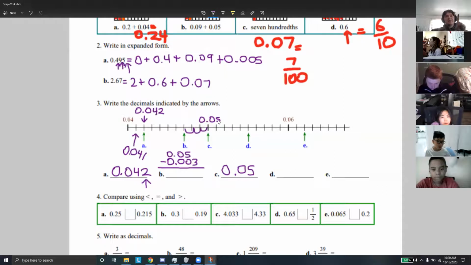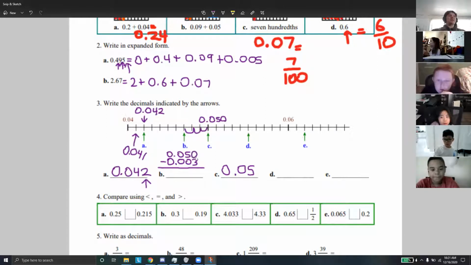Every 100th has 10 thousandths. So when we see this as 0 and 500th, we can also see it as 0 and 50 thousandths. That's the same number. 0 and 500th is the same as 0 and 50 thousandths. And it's a lot easier for us to do 0 and 50 thousandths minus 0 and 3 thousandths in our head than 0 and 500th minus 0 and 3 thousandths.